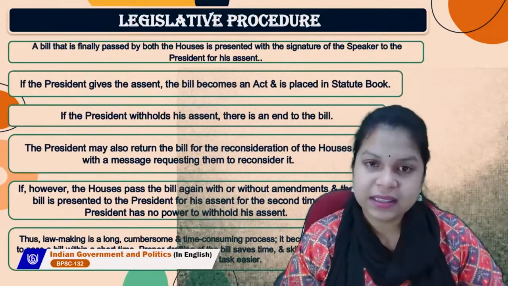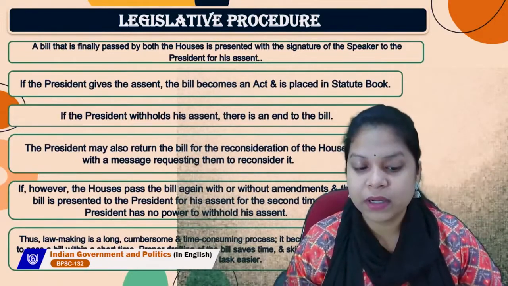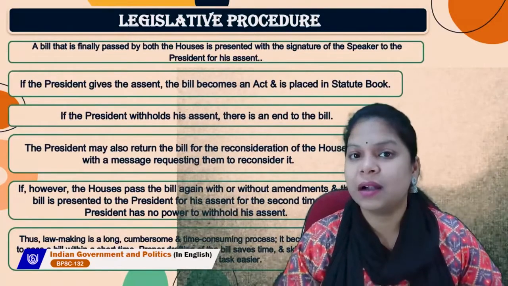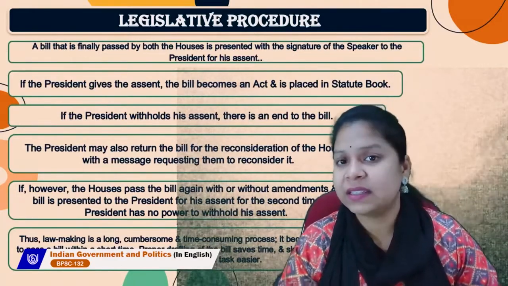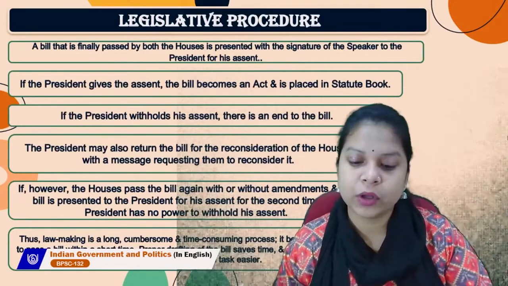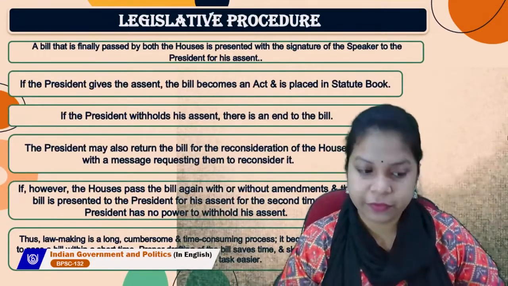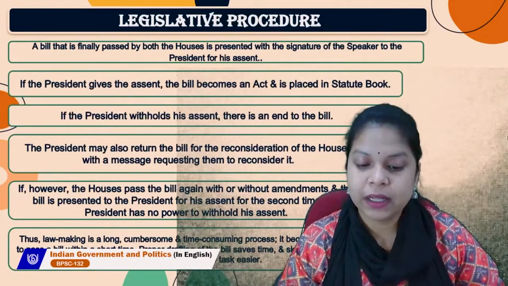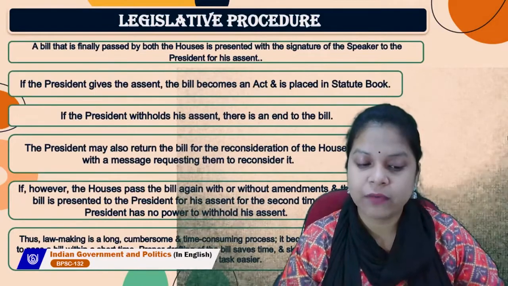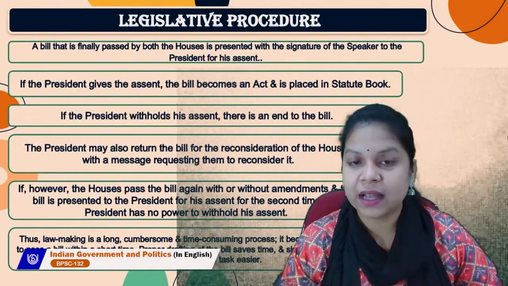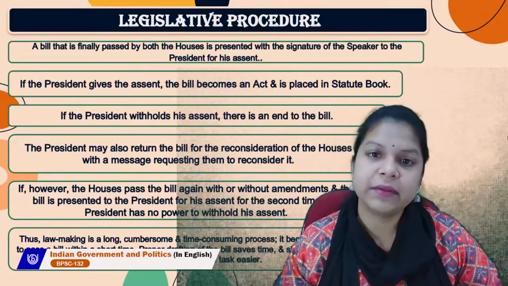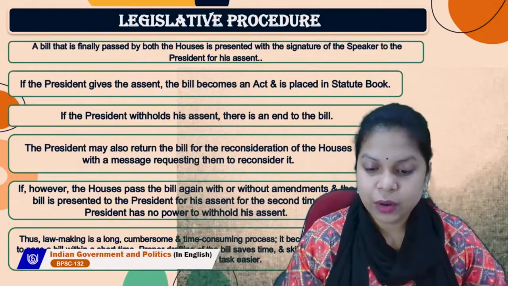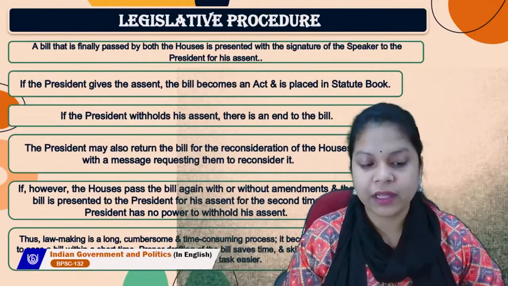Thus, lawmaking is a long, cumbersome, and time consuming process, as we can see how these bills turn into an act or a law through such a process. It becomes difficult to pass a bill within a short time. Proper drafting of the bill saves time and skillful soliciting of opposition support makes the task easier. So it takes a very long time for a bill to become an act.